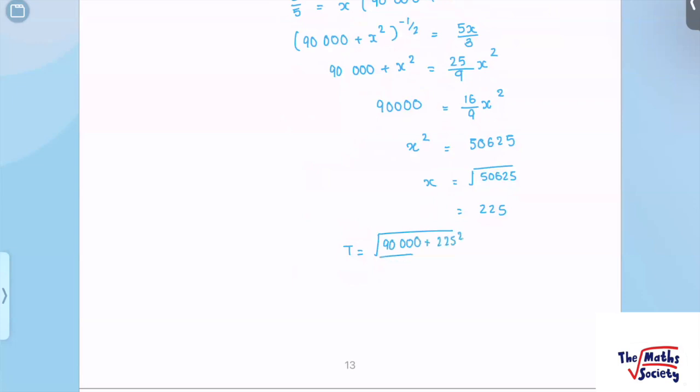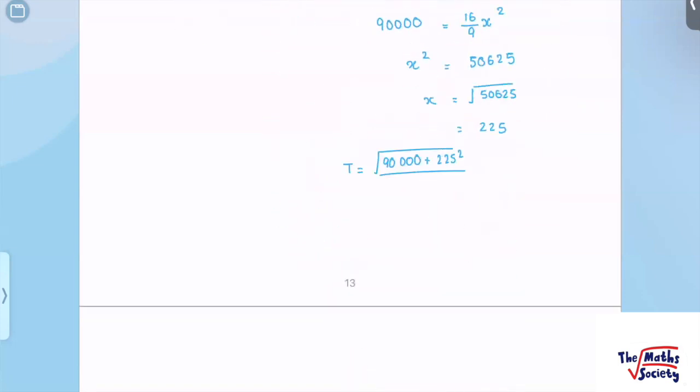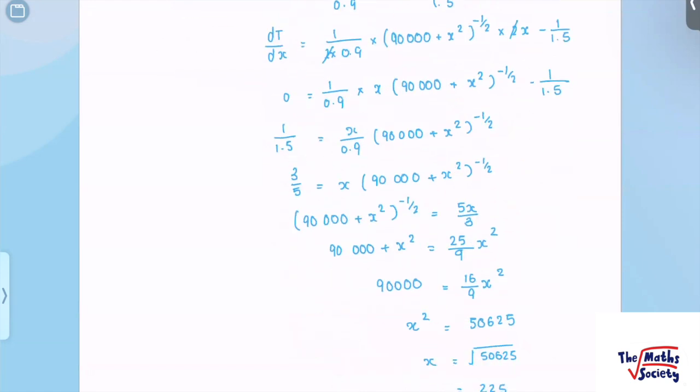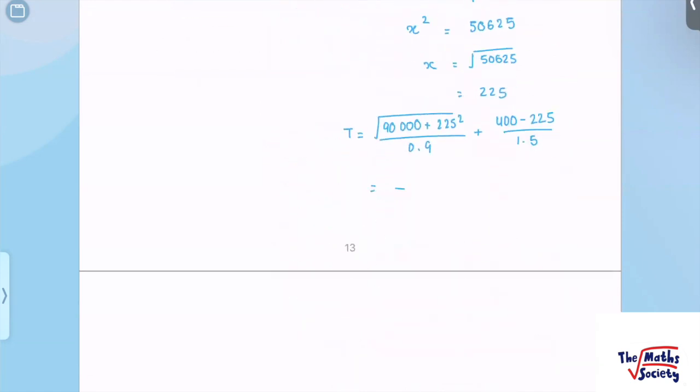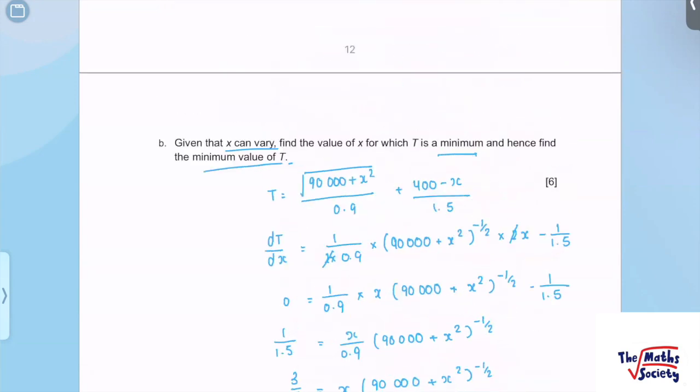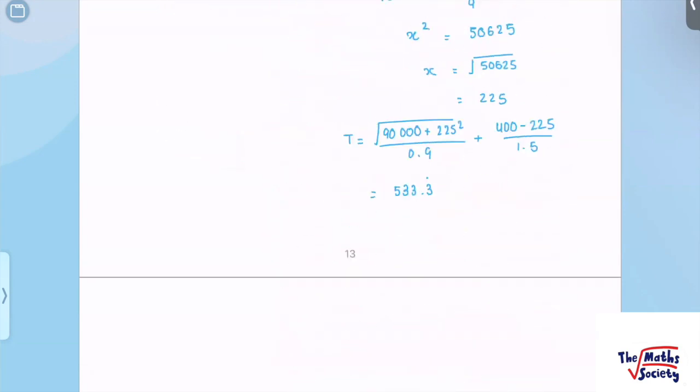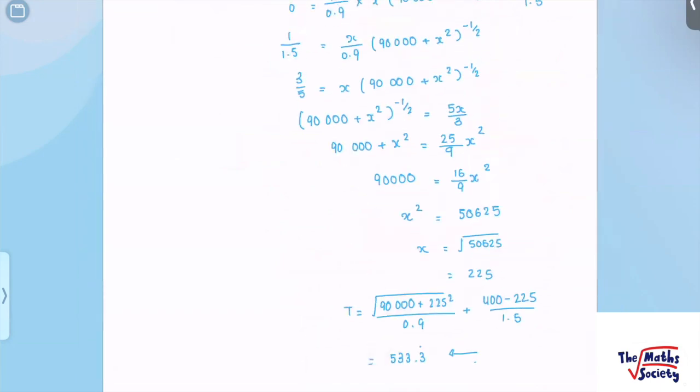So for T, you substitute: the square root of 90,000 plus 225 squared, divided by 0.9, plus 400 minus 225, divided by 1.5. So then you're going to get a time value of 500, 300.3333. So that's going to be your T value. And here is your T value. And that's going to be it for today's video, and I'll see you back in the next week's video.